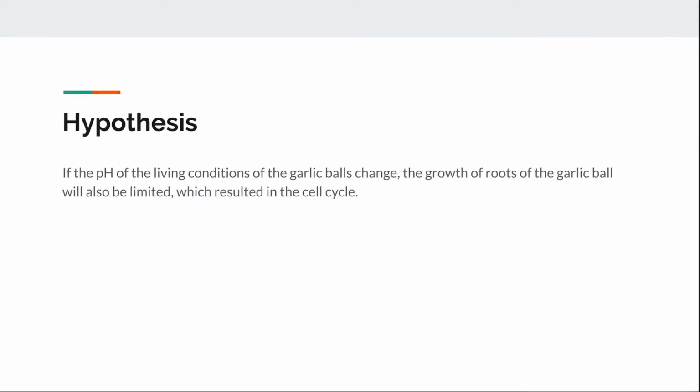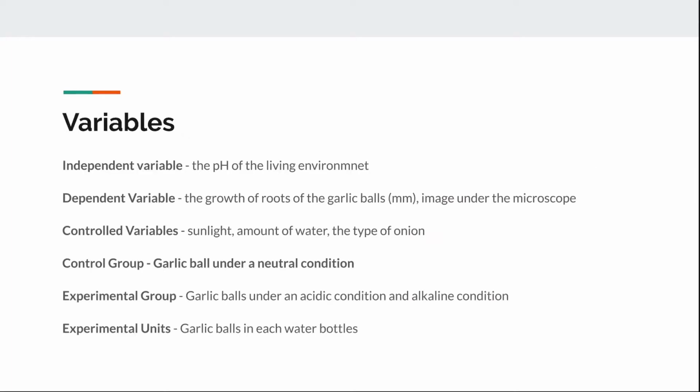My hypothesis is, if the pH of the living condition of the garlic balls changes, the growth of the root of the garlic ball will also be limited, which results in a change in the cell cycle. So basically, I think that changing pH will limit the growth. And I list my variables.